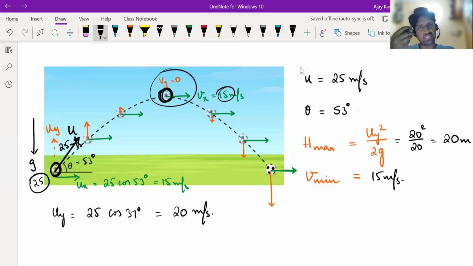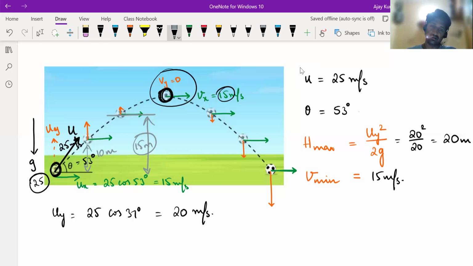So at some point, its speed must have been 20 meters per second, because it can't suddenly go from 25 to 15. It has to gradually decrease from 25 to 15. So at some height, its speed would be 20 meters per second. We know its velocity at the ground level, we know its velocity at Hmax, but using some equation, we should be able to tell what its velocity is at some other height. We know Hmax is 20 meters. Then at 15 meters, you should be able to tell what speed it has. At 10 meters, you should be able to tell what speed it has. Okay, that is one thing.